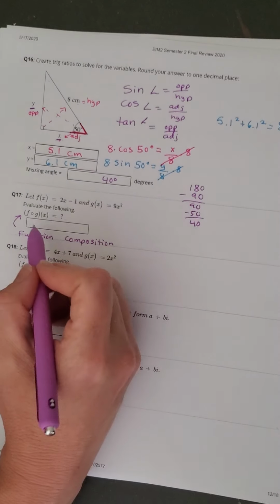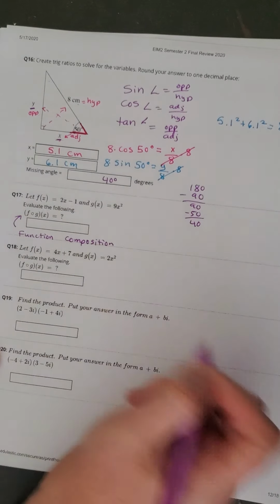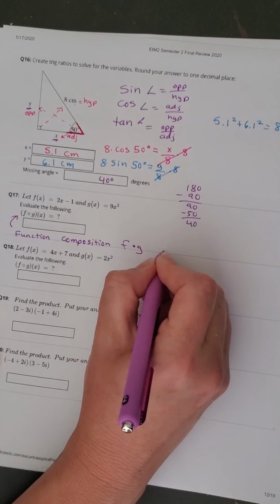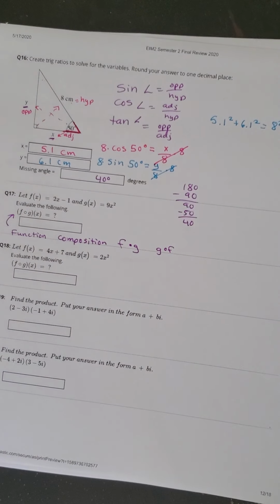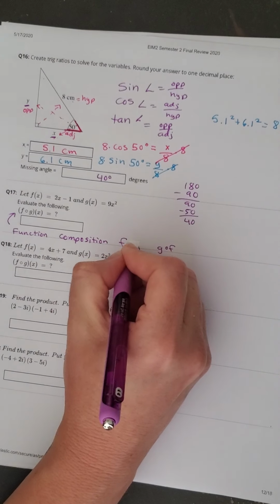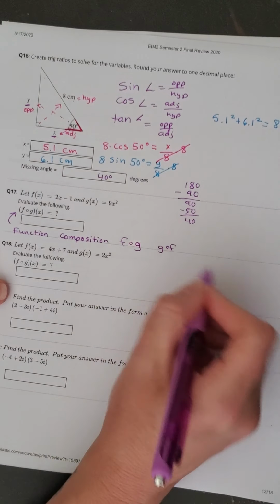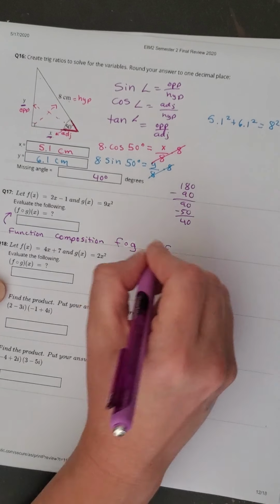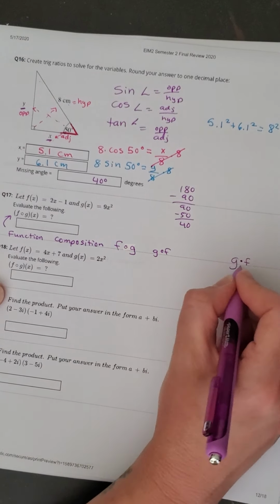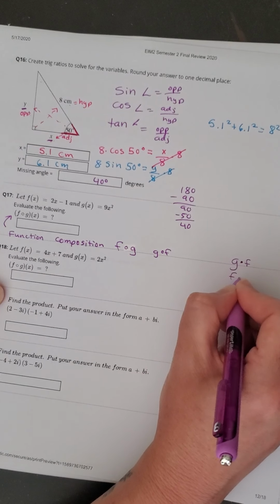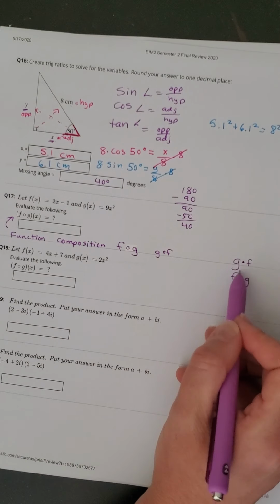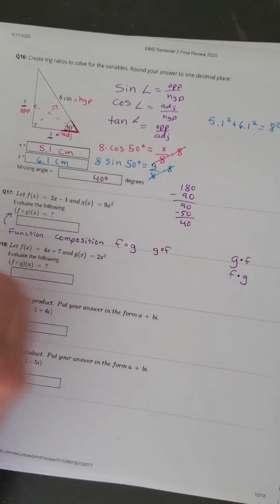So be careful. When you see an open circle, that's function composition, f of g or g of f. I'm going to actually erase this right here because it looks like I made a closed circle, f of g or g of f. That's different than if you see g times f, f times g. A closed dot, those mean multiply, okay? And that's not what we're doing here.